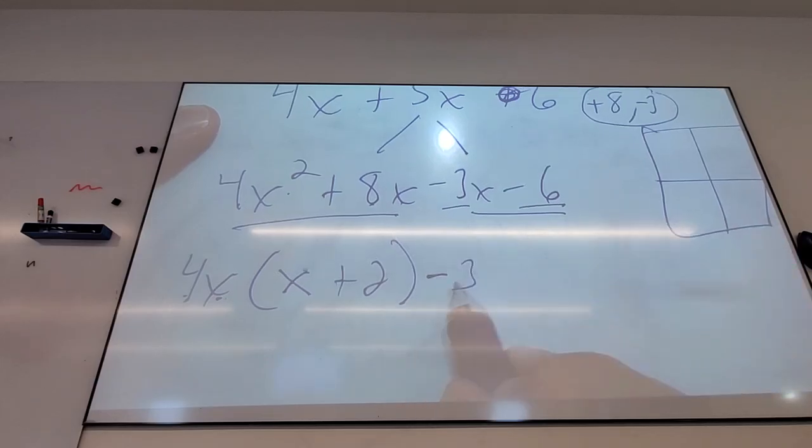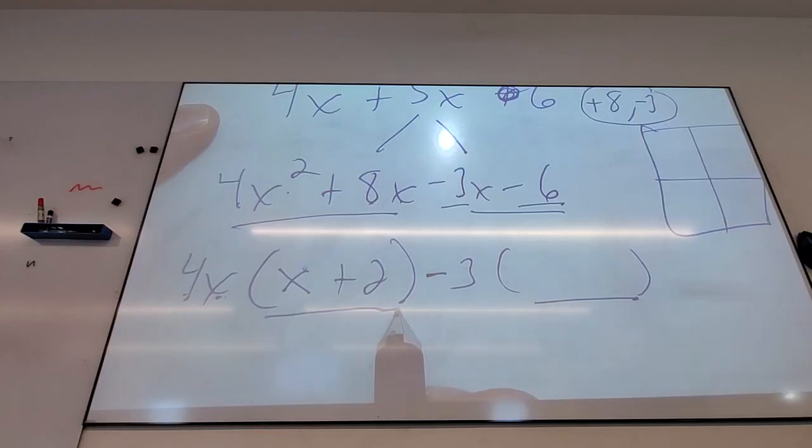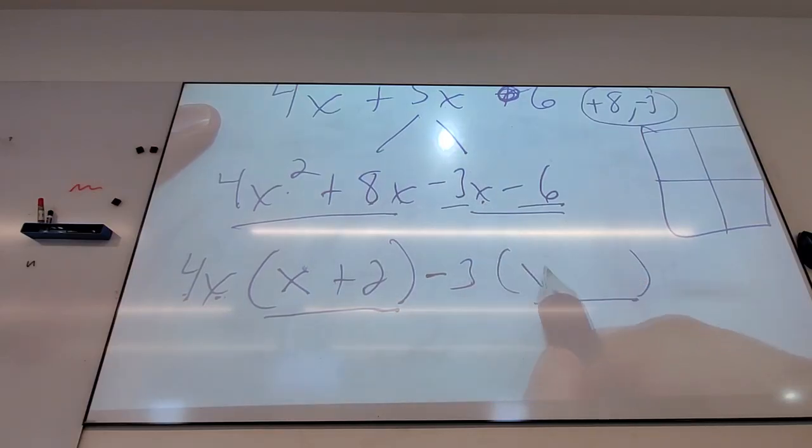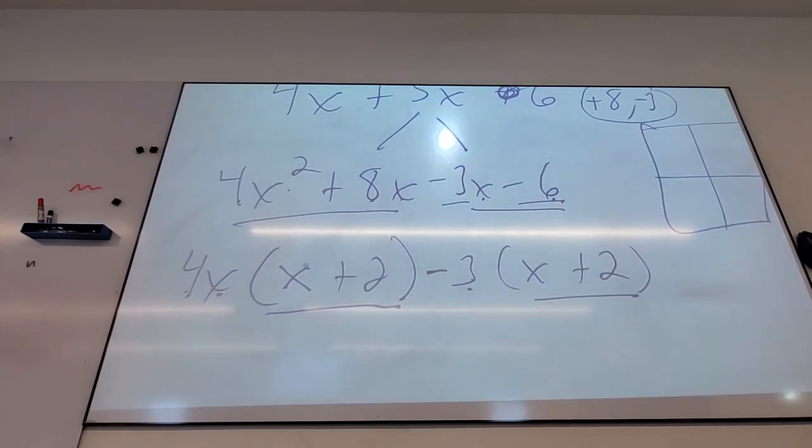-3, good, because you want your result to be positive to match with this guy. And sure enough, this divided by -3 is x. -6 divided by -3 is 2. What tells me I'm on the right track?